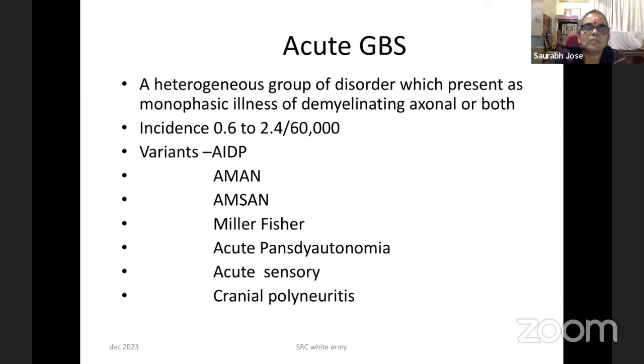So Guillain-Barré syndrome forms a heterogeneous group of disorders which presents as a monophasic illness, demyelinating, axonal or both. It may be demyelinating, it may be axonal or both. And incidence is 0.6 to 2.4 per 100,000 population. There are several variants: AIDP, AMAN, AMSAN, Miller-Fisher, acute pandysautonomia, acute sensory, and cranial polyneuropathy. So it can present as the classical AIDP, or it may be an acute motor axonal neuropathy, acute motor sensory axonal neuropathy. Miller-Fisher means ophthalmoplegia, ataxia, areflexia, or pandysautonomia.